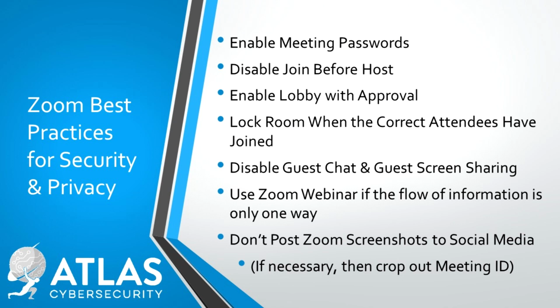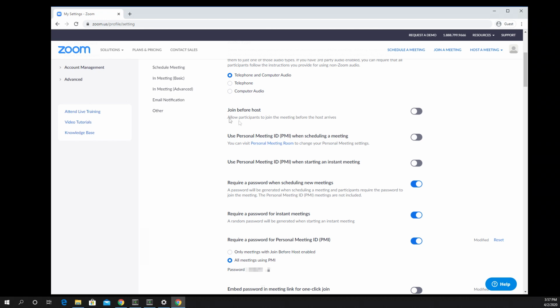All right. The next setting we want to disable is join before host, which is already disabled. So this is a go and double check. Make sure join before host is turned off. If it is over to the blue, that means it's on, and effectively your meeting's active all the time and people can join in even if you're not there. So we're going to go ahead and disable that join before host, or leave it disabled if it was already disabled.